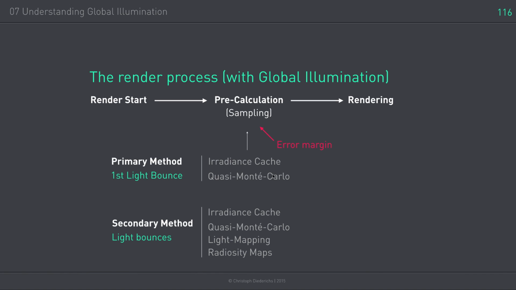The ones I usually pick, especially for interior scenes, are the quasi-Monte Carlo for the final rendering and light mapping in the secondary method. For preview renderings, I pick the irradiance cache and also light mapping in the secondary method. Light mapping is a really fast secondary method with a quite good light distribution in your scene, especially useful if you want to do interior scenes.